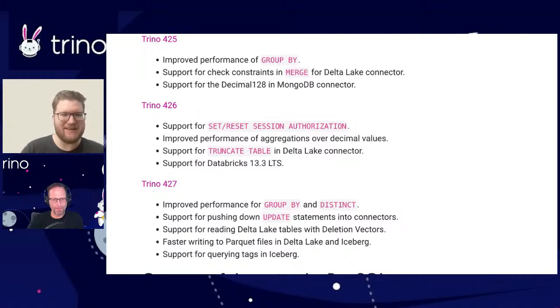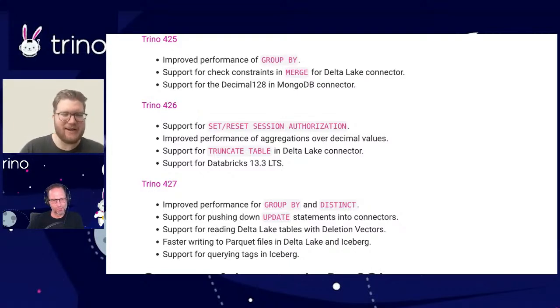So if and when the update can be pushed down to the connector, update statements now work for a variety of JDBC connectors. So you're able to now write data in more interesting ways. Support for reading Delta Lake tables with deletion vectors. So, if you're a Delta Lake power user and querying it with Trino and you have deletion vectors, those tables don't break anymore, which is nice.